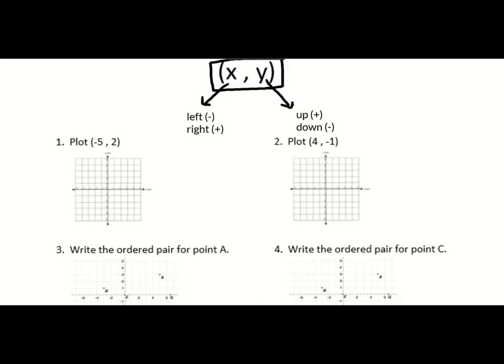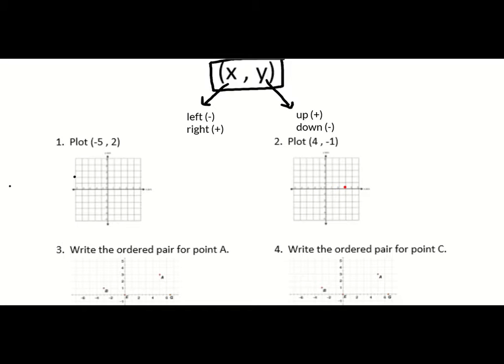For the second example, we want to plot the point 4, -1. So again, I always start at the origin where the two axes intersect, and then I look at the first number to find my x and the second number to find my y. So this tells me the x value is 4 because it's the first number in the point. So I need to go to the right 4 units.